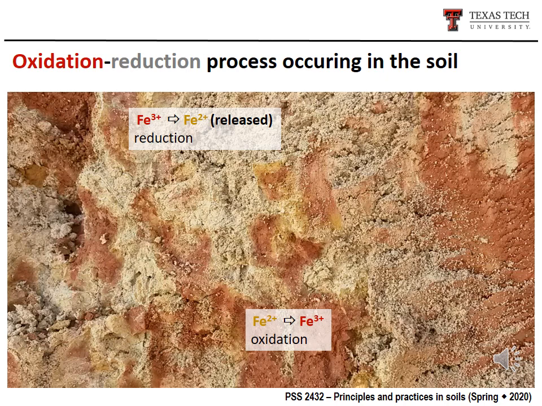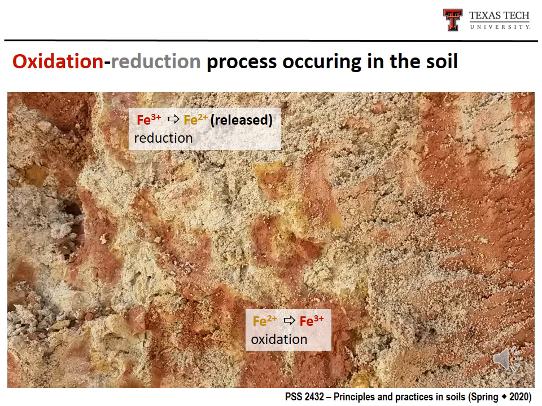Now, let me show you the oxidation and reduction process effect on soil color. You can see here a beautiful picture. You can see different colors, for example, gray color and yellow color and red colors. This situation is very common, for example, in hydromorphic soils, in waterlogged soils, in wetland soils.